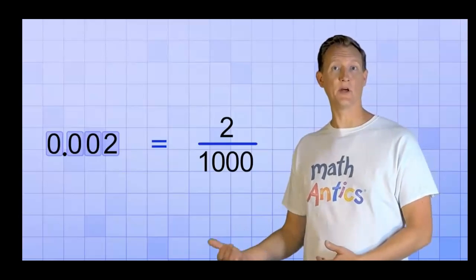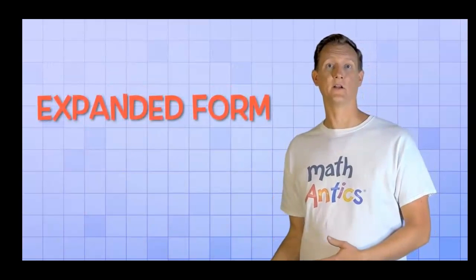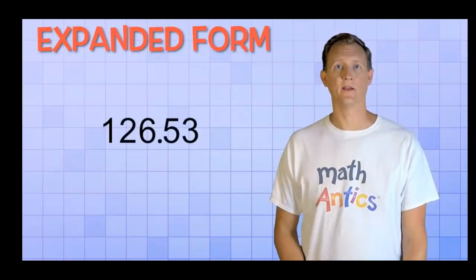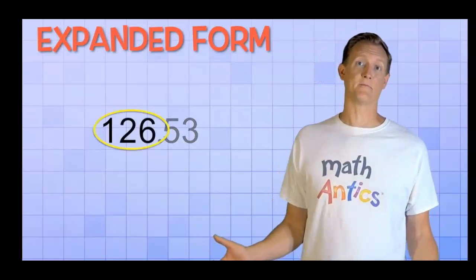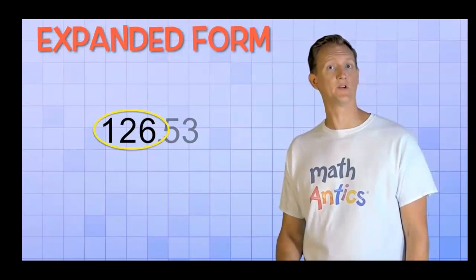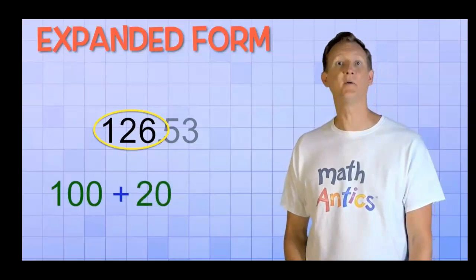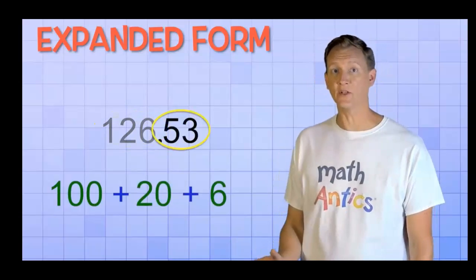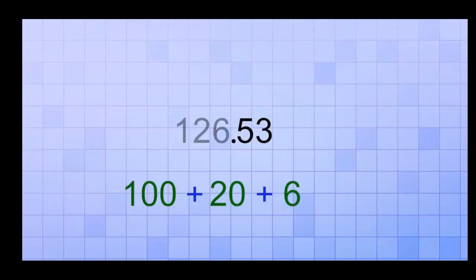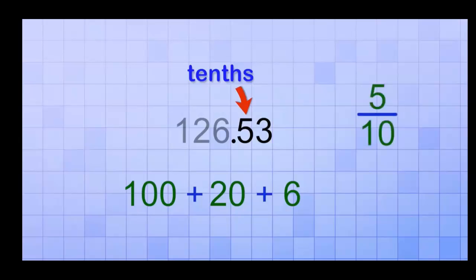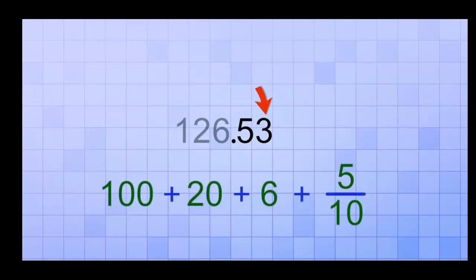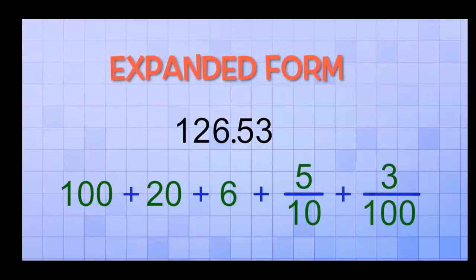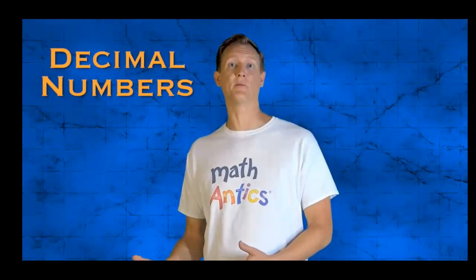Knowing that will help us write decimal numbers in expanded form, like the one we saw earlier, 126.53. The expanded form of the whole number part is easy. We learned how to do that in the last video. 126 is 100 plus 20 plus 6. But now we need to add the fractions represented by the decimal digits, too. Since there's a 5 in the tenths place, that stands for 5/10. So we need to add the fraction 5 over 10 to our expanded form. But we also have the digit 3 in the hundredths place, which stands for 3/100. So we also need to add the fraction 3 over 100 to our expanded form. All right, so that's a basic intro to decimal number places.